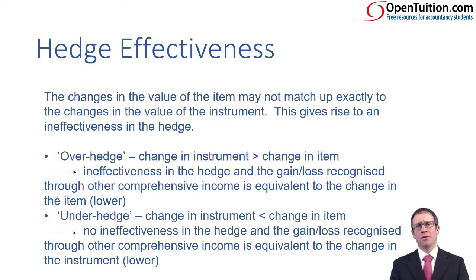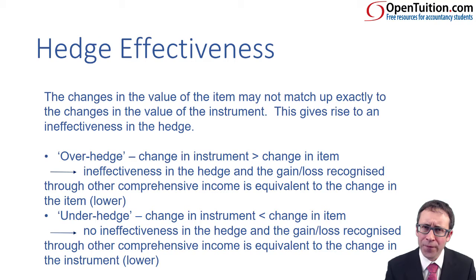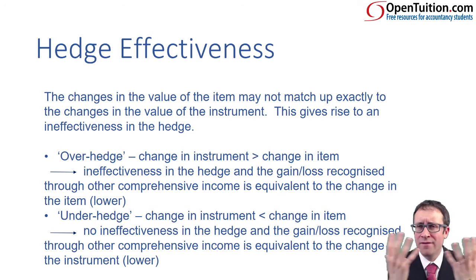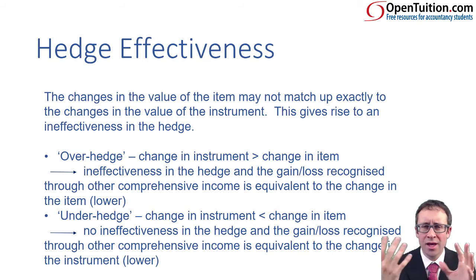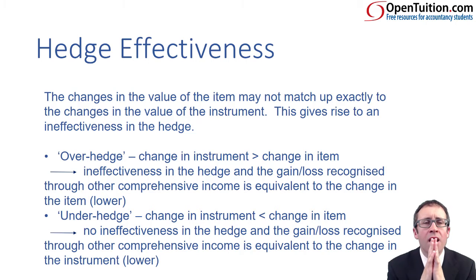However, what I want to focus on a little bit more is just looking at this hedge effectiveness. Okay, because what we saw in the cash flow hedge example is that it was perfectly effective, wasn't it? The gain on the instrument matched up entirely to the loss on the item, and vice versa.